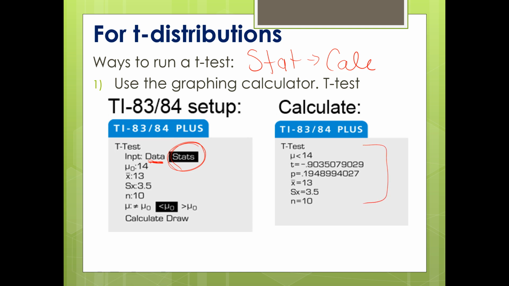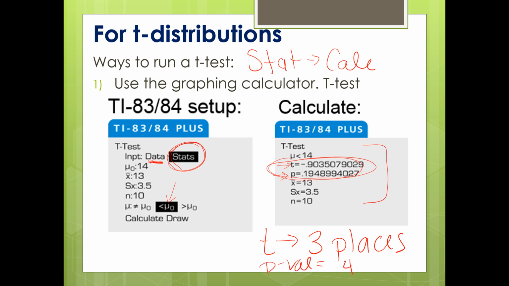So remember, you're going to tell it what your alternate hypothesis is. Then it's going to tell you a t, a p-value. These are the two things that you need off of these output screens. One thing to keep in mind, a t-score is always going to be rounded to 3 places. And a p-value, just like last section, always 4 places. Okay, so keep those things in mind. Maybe make a note of that somewhere.